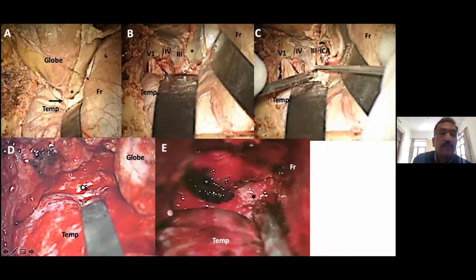So you have this extradural frontal dura, this is the temporal dura, this is the globe, and this is the clinoid, which you can clearly see here. Now, what you see when you are retracting the frontal lobe extradurally is a meningo-orbital band, which is a dural band which extends from the temporal pole right up to the superior orbital fissure here.